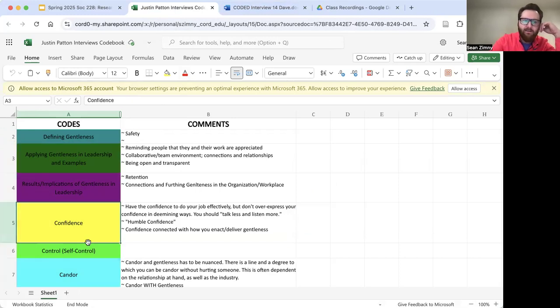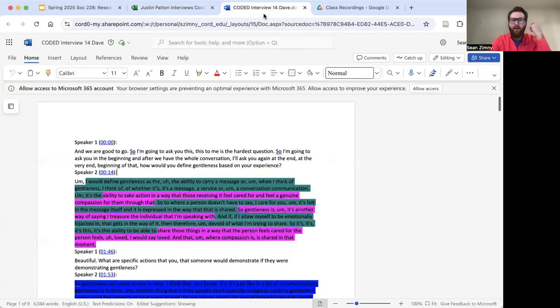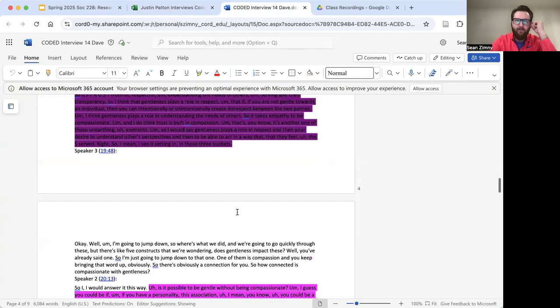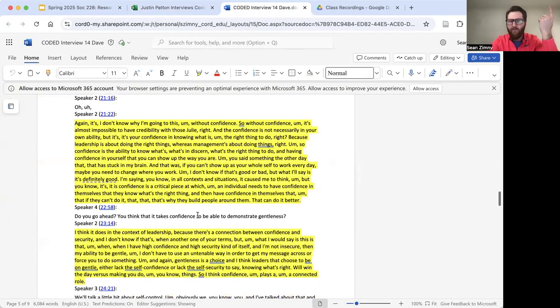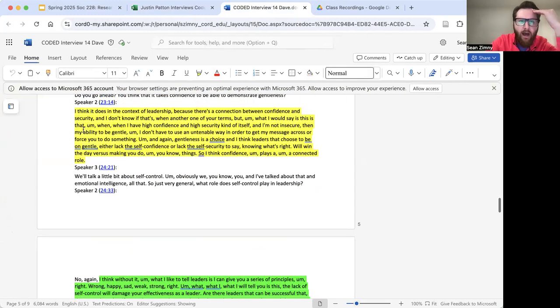Going down the list in the same exact way, right? If it was confidence, you highlight it in yellow. So let's say I want to go look at where they might have said something about confidence. So I look for any yellow highlight in here. Oh, look at that. There are areas where the person said stuff about confidence. So I think that it does in the context of leadership because there's a connection between confidence and security, and so on. So that's how you can actually code and organize your qualitative data.